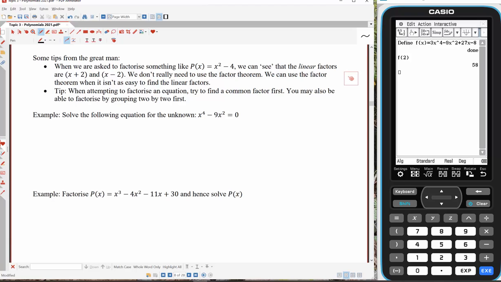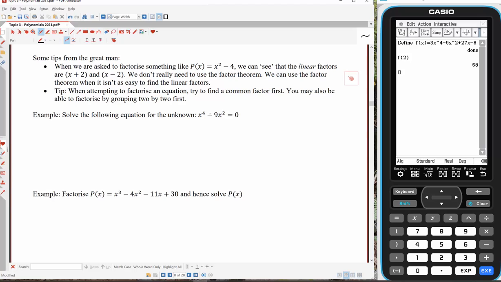And when attempting to factorize an equation, first try to find a common factor. You may also be able to factorize by using grouping 2 and 2 first. Right, so let's do this one here. Solve the following equation for the unknown. All right, so we need to find x.